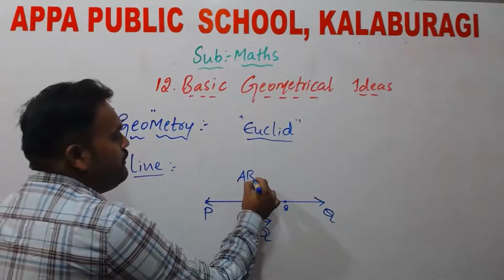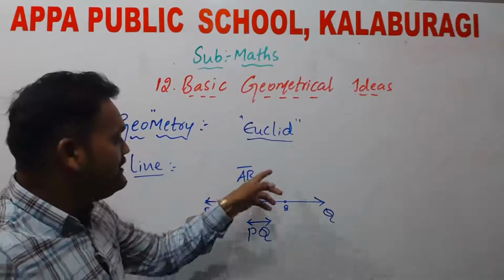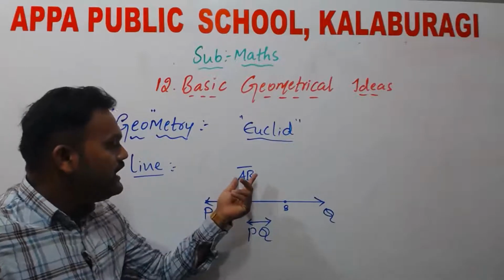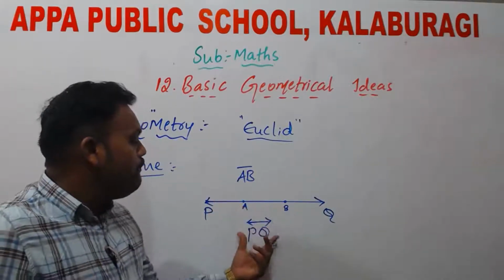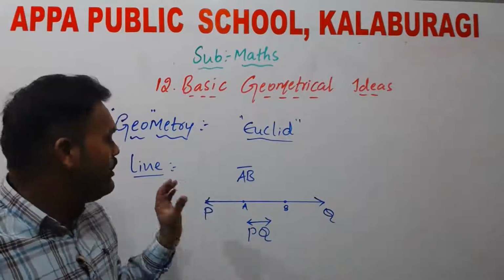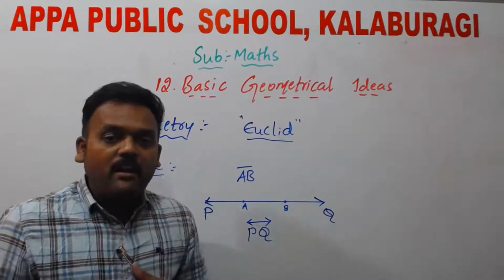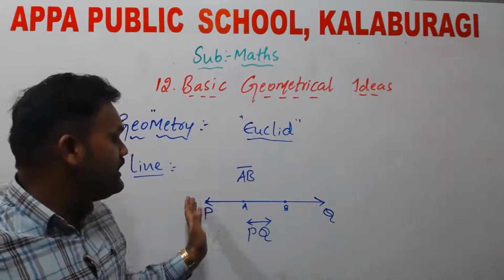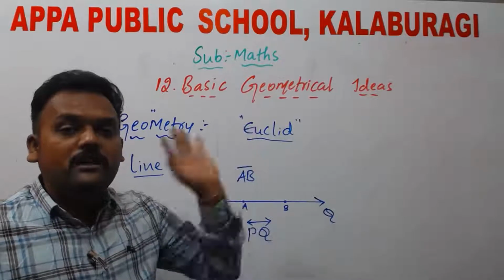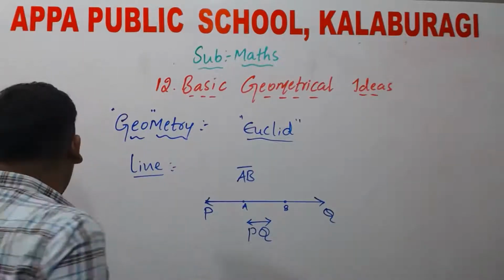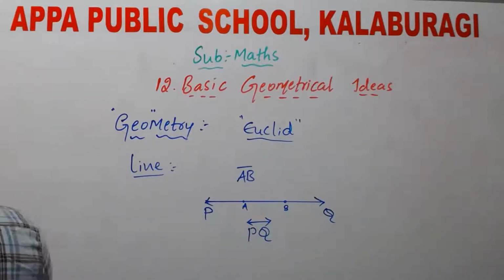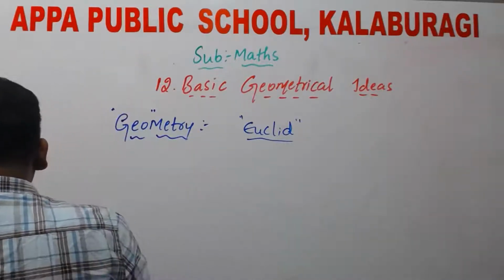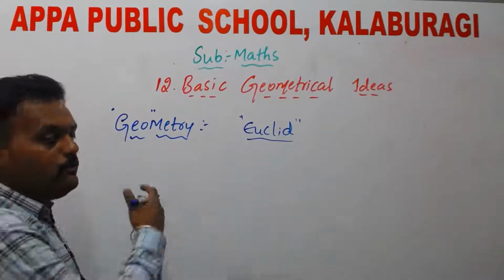For example, AB with only one bar, a single line, has endpoints, so we call it a line segment. PQ, which consists of two arrow marks, is called a line. That means a line can be extended endlessly. It is indefinite, infinitely on both the sides, P side also, Q side also. That is called a line. Now, next is parallel lines. So line is understood: a line can be extended endlessly at both ends.